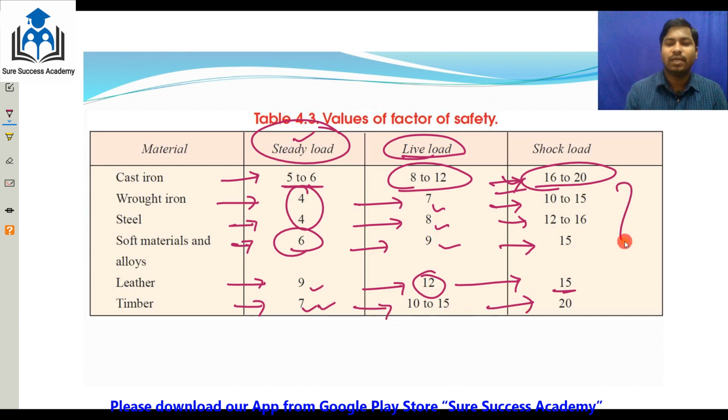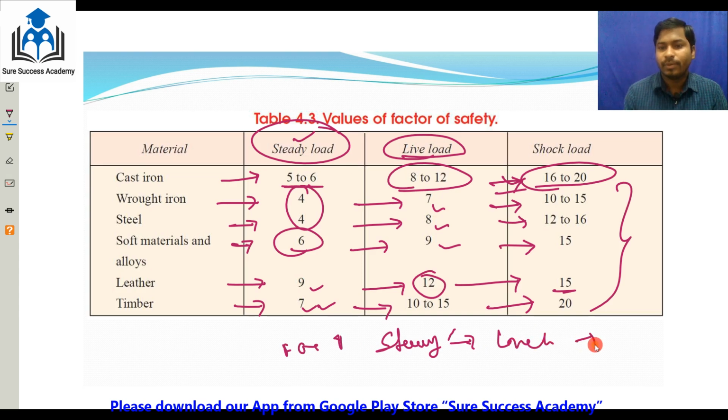This is just a glance showing that the factor of safety increases depending upon the type of load. It may be steady, live, or shock loads. Shock load has the highest factor of safety, remember that.